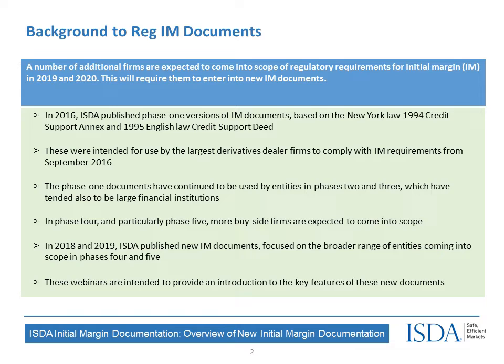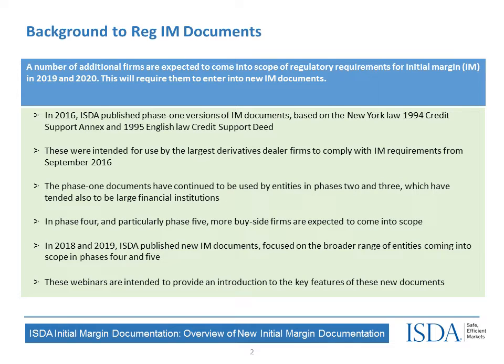So in 2018, ISDA worked on a number of new versions. We sometimes refer to those as the next generation versions of the initial margin documents, really focused on that broader range of entities coming into scope in phases 4 and 5. And those were published at the end of 2018, and additional docs have been published in 2019. And in this series of webinars, we're going to be providing an introduction to the key features of these new documents, really focusing on those new provisions that were put into the next generation documents.